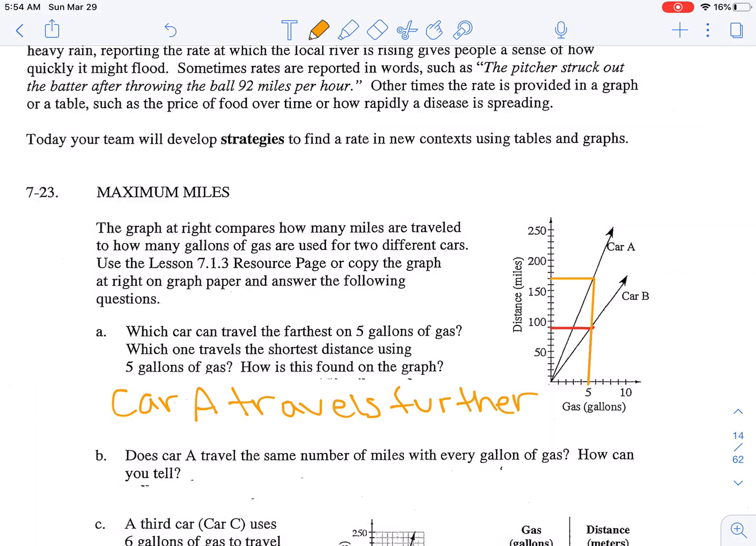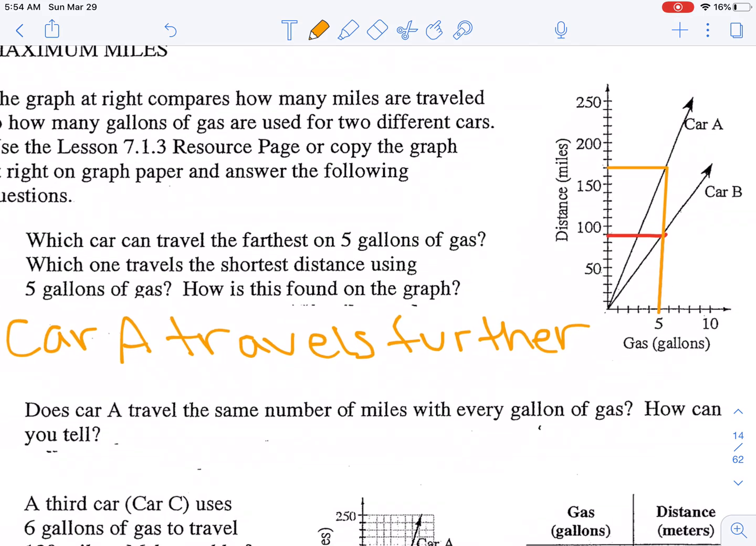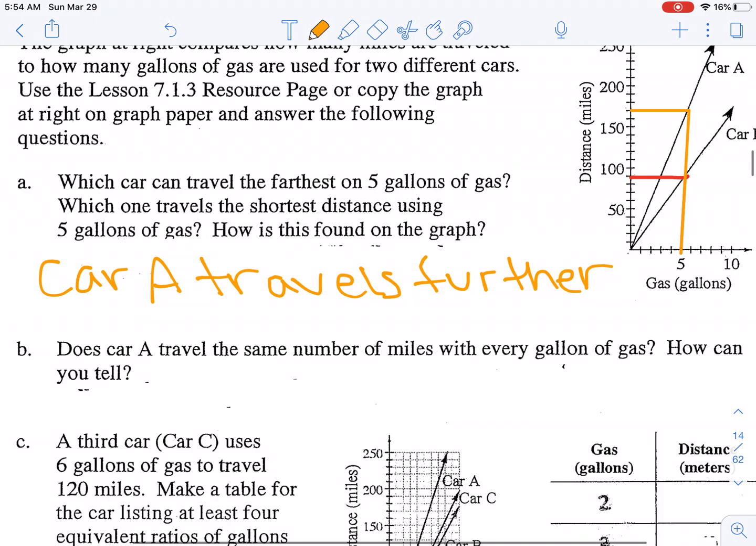Does car A travel the same number of miles with every gallon of gas? How can you tell? Did that line make a straight line? Yes.